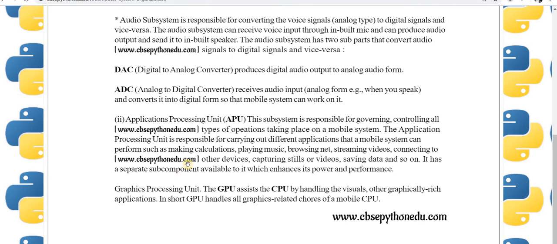Okay, next one is the application processing unit. This subsystem is responsible for governing and controlling all types of operations taking place on a mobile phone. I said it earlier, the application processing unit is responsible for carrying out different applications that a mobile system can perform, such as making calculations, playing music, browsing the net, streaming video, all these things. Okay, graphics processing unit. The GPU assists the CPU by handling the visuals and other graphically rich applications.